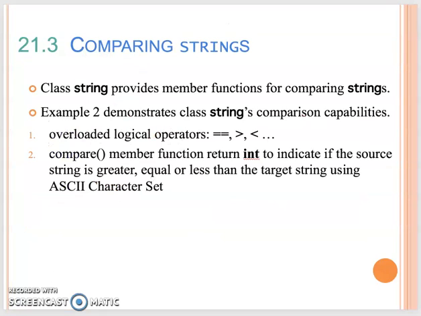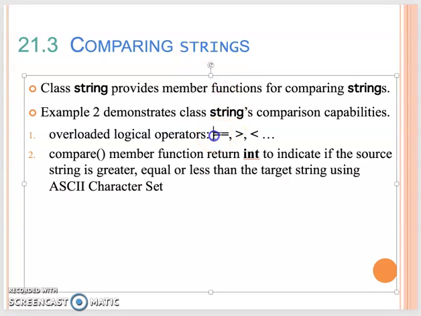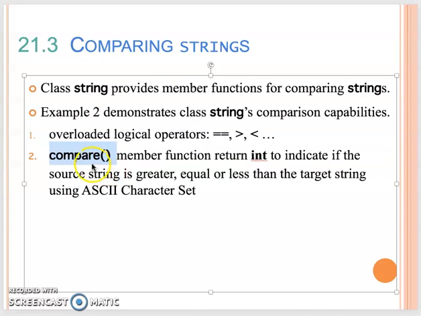In example 2, we will compare strings. That means we show you even more overloaded operator functions. You can use the equal sign to compare two strings: are they the same content? Or you can use greater or less than. Or we have another member function I want to show you here, that's compare. The compare member function and the greater or less than operators are pretty similar. They are trying to compare two strings.